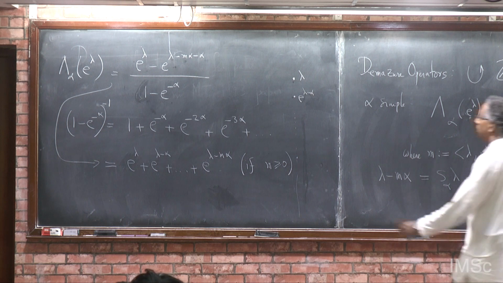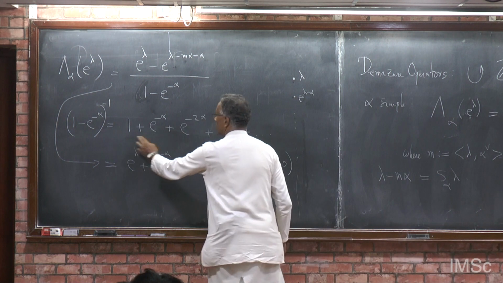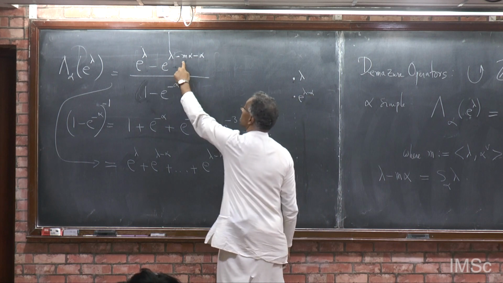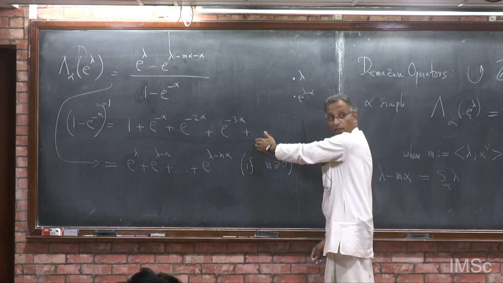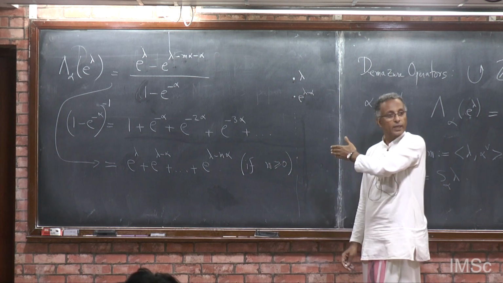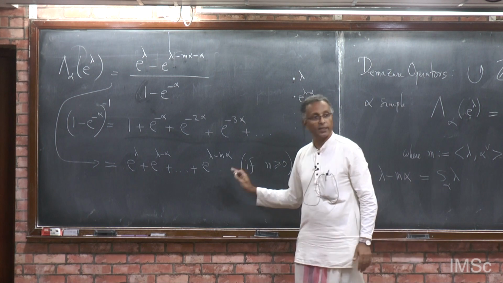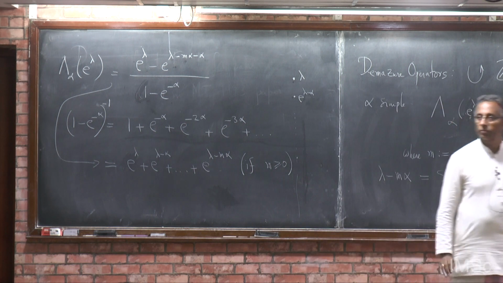Because this power series, when I multiply by e to the lambda minus m minus this alpha, it just gets shifted and then everything, right? So the terms that remain are precisely this. Okay.